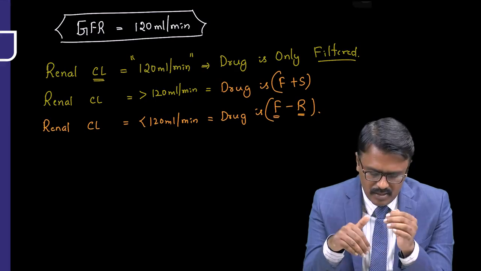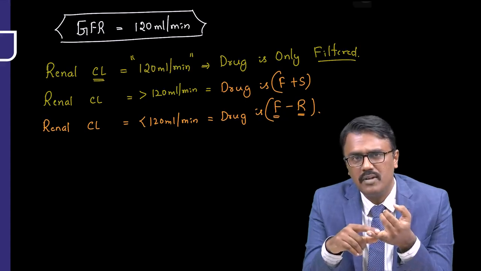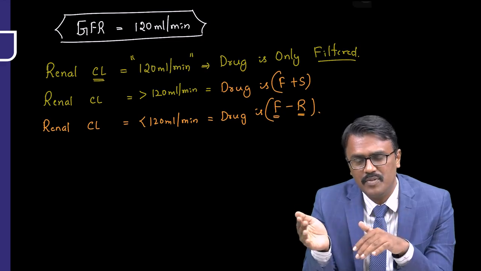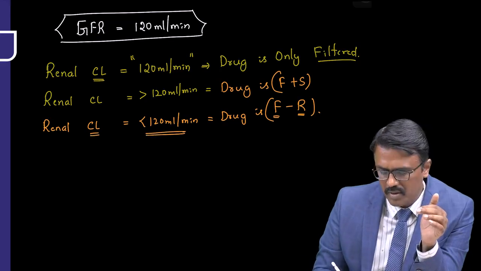The third important aspect is you are getting the salary, but you are getting a tax deduction of 10% also. That means you are getting filtered minus reabsorbed. So that is the point, last one. Renal clearance less than 120 ml per minute.